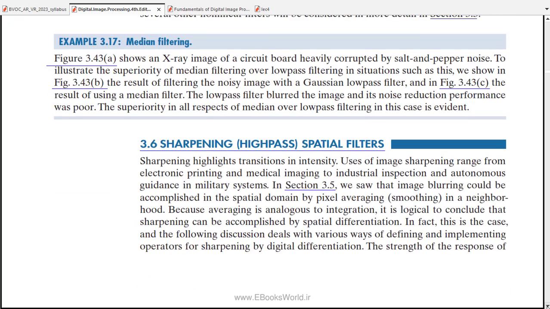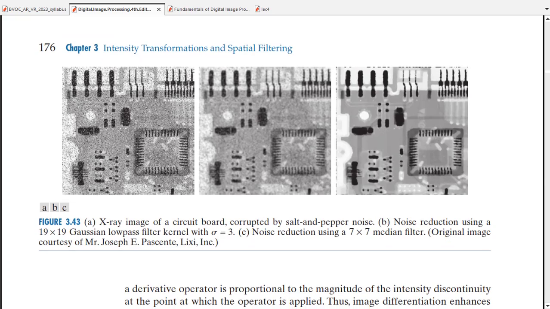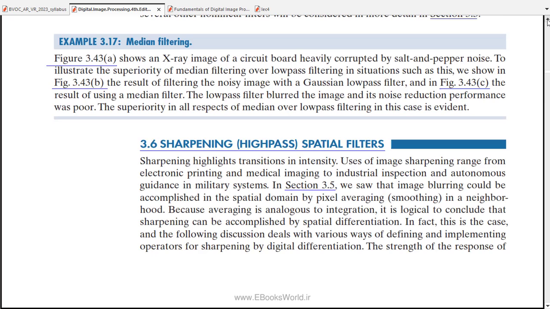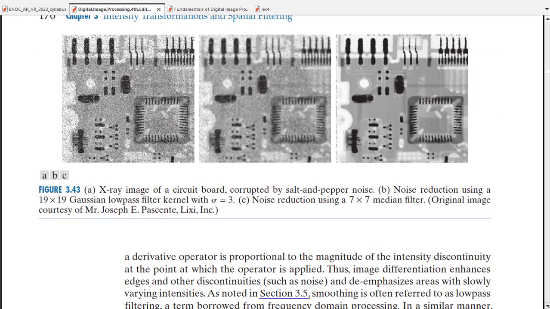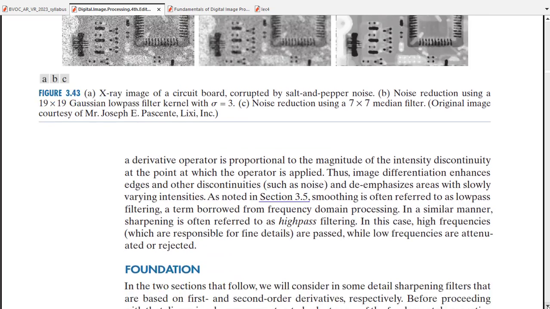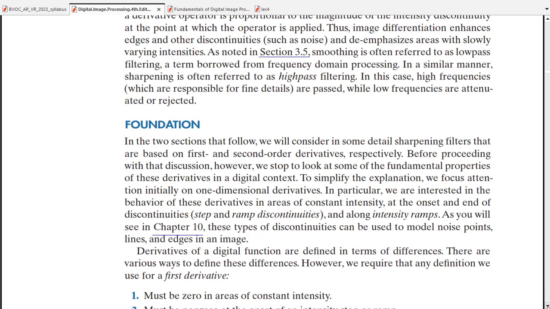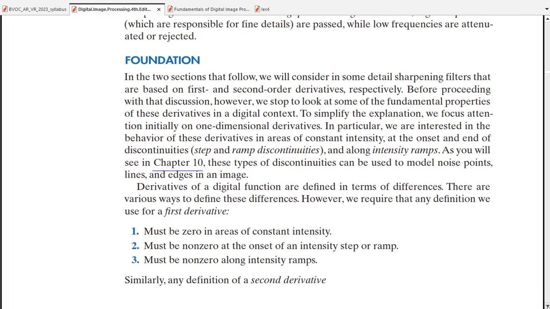In this case, the range of pixels is highlighted to sharpen the pictures. Here is an X-ray circuit board with salt and pepper noise. The noise is reduced with a Gaussian low pass filter kernel with sigma equal to 3. Then we move to higher-level derivatives, depending on the ramps, steps, and discontinuities of the particular feature. The derivative must be zero in areas of constant intensity, and must be non-zero at the onset and end of an intensity step or ramp.